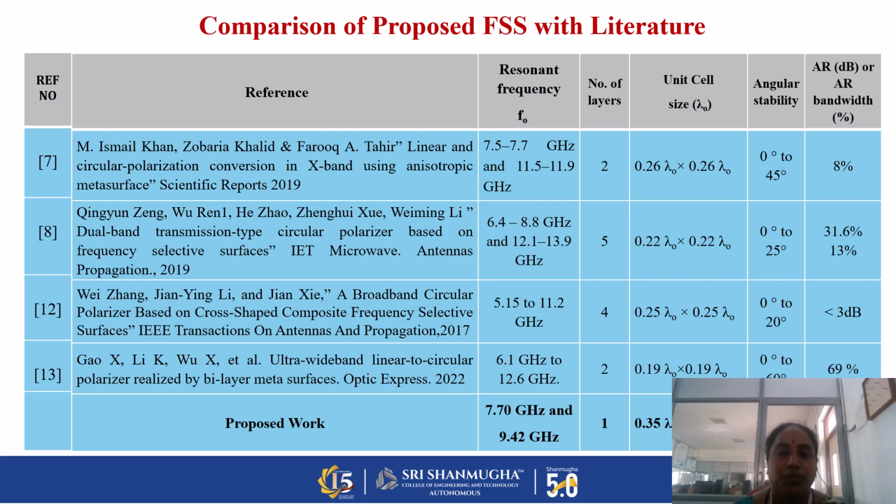And this is the comparison of the proposed work with the existing literature. Here the axial ratio we maintain is less than 3 dB, and the main advantage of this work is that we attain maximum angular stability of 0 to 90 degree. In existing literature they attain 45 degree, 25 degree, 20 degree and 60 degree, but in the proposed work we attain the maximum angular stability of 90 degree. So these are the advantages of the proposed elliptical FSS polarizer work.